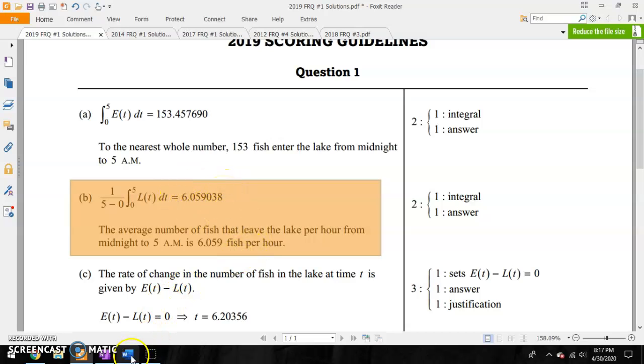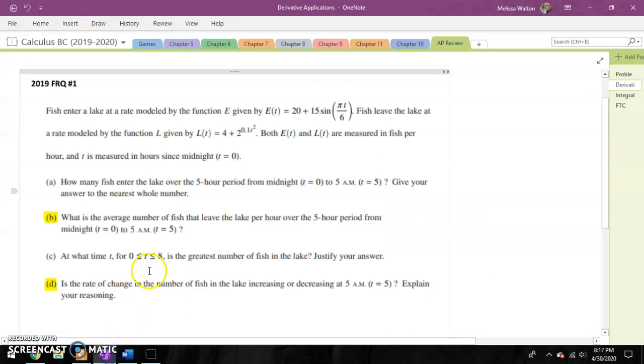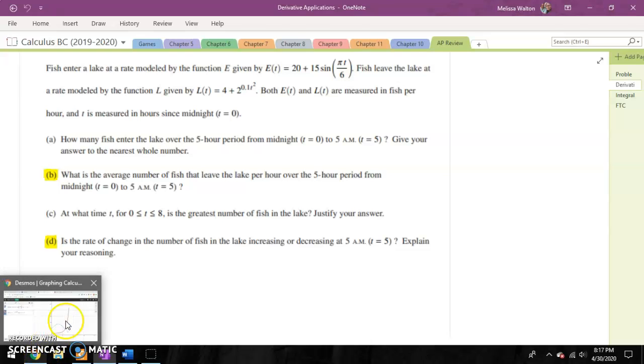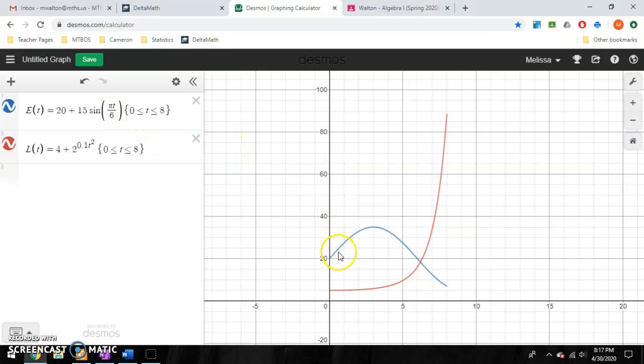All right, next problem. Somebody asked a very good question on this one. Is the rate of change in the number of fish in the lake increasing or decreasing at 5 a.m.? Explain your reasoning. I want to show you a graph here. E is the rate at which fish are entering, and L is the rate at which fish are leaving. Right now, there are more fish entering than leaving. Right here is your break-even point. And from this point on, there are more fish that are leaving than are entering.